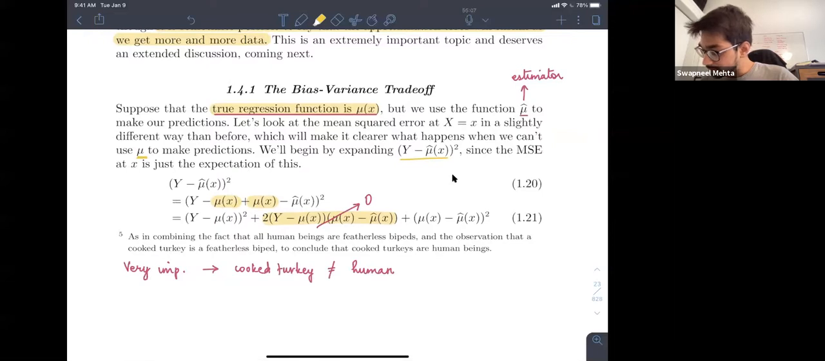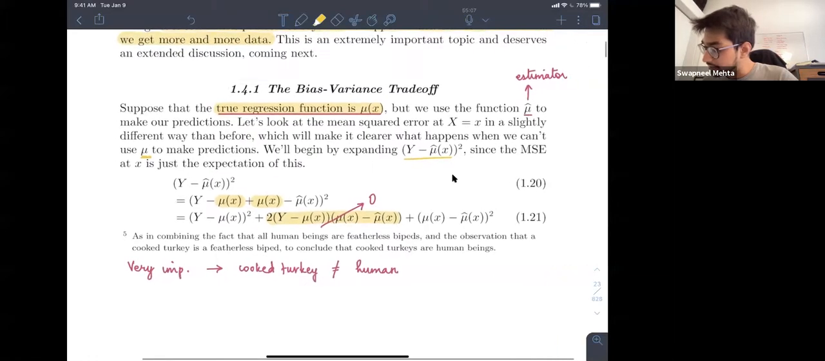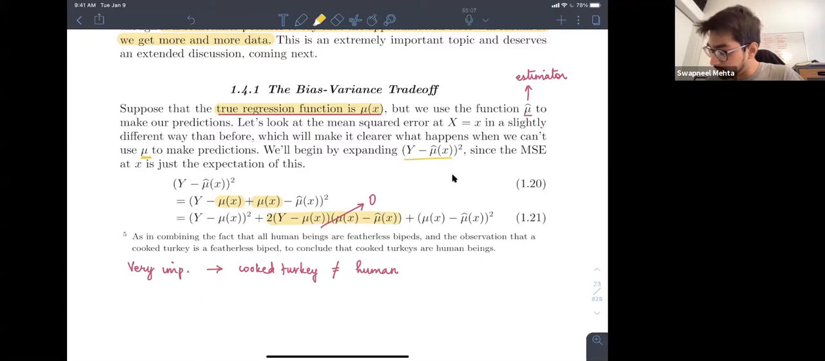Suppose the true regression function is mu of x, but we use the function mu hat to make our predictions. Let's look at the mean squared error at X equal to x in a slightly different way than before. This will make it clearer what happens when we can't use mu to make predictions. Mu is the true regression function, right? Again, we will begin by expanding (y minus mu hat of x) the whole square. So the mean squared error at x is just the expectation of this.